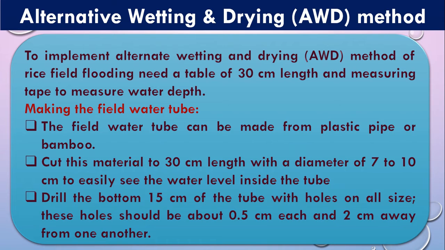You have to make a tube, which will be a plastic pipe or bamboo, and the pipe size will be 30 centimeter, and the diameter of that pipe is 7 to 10 centimeter. Drill some holes around the pipe, and that will be 0.5 centimeter each.